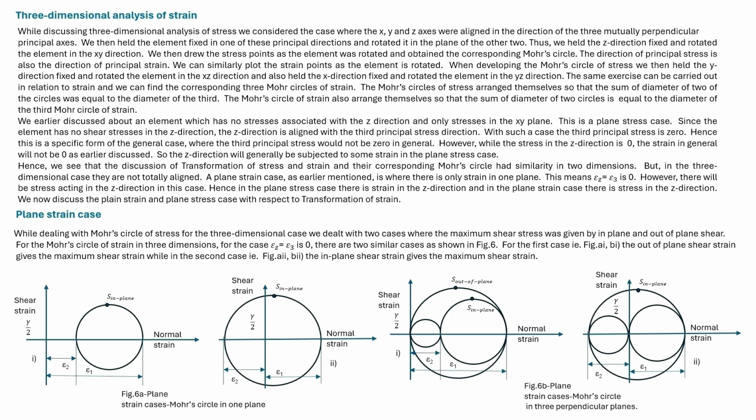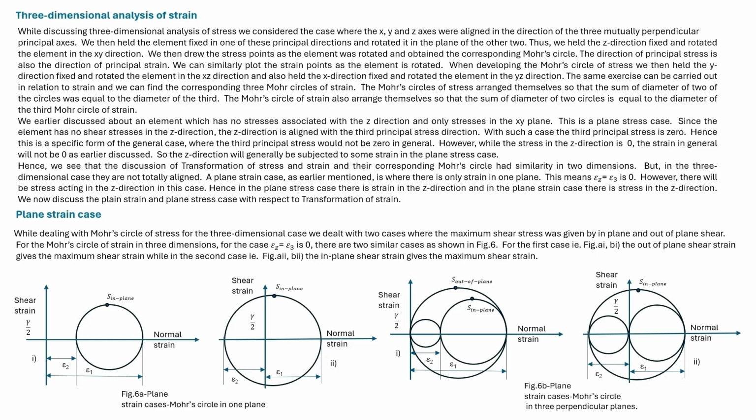We can align the x direction of the element with the first principal axis. We can then rotate the element in the yz plane and plot the corresponding Mohr circle. So, like the case of stress, we'll get 3 Mohr circles of strain for 3 different planes which are orthogonal to each other. In the case of stress, the sum of the diameter of 2 of the Mohr circle were equal to the third.